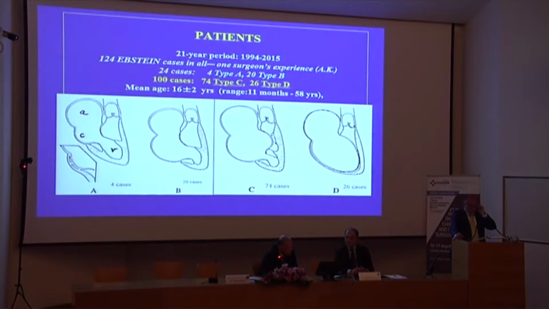Now, just after my training with Carpentier, I also started having a big interest in the surgical treatment of Ebstein's anomaly. And over the past 21 years, I operated 124 cases. And as you see, I had 100 cases now. I didn't put the last cases I operated in Mitera Hospital, type C and type B, as you see here. The mean age was 16 years.